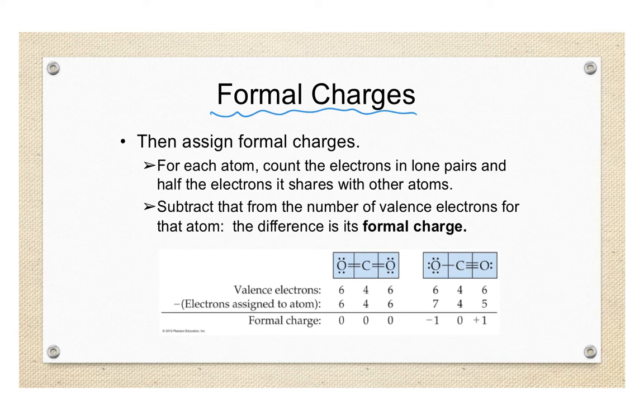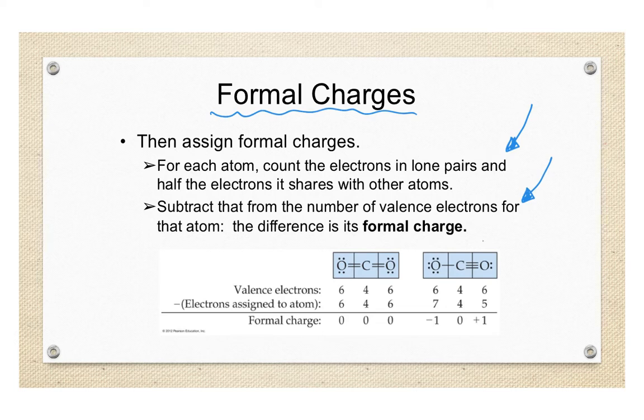So basically, for each atom in a structure, we're going to count the electrons in lone pairs and half the electrons it shares with other atoms. Then we're going to add up the number of valence electrons it brought to the party. The difference between them is the formal charge.